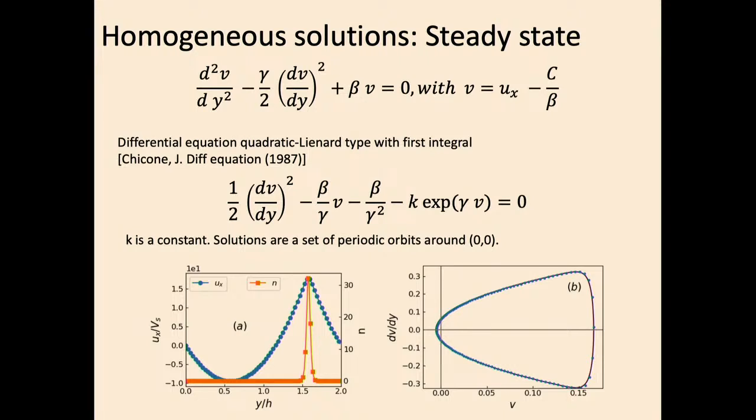And what solution did we get? You can plot it here in terms of this phase space of V and dV by dy.